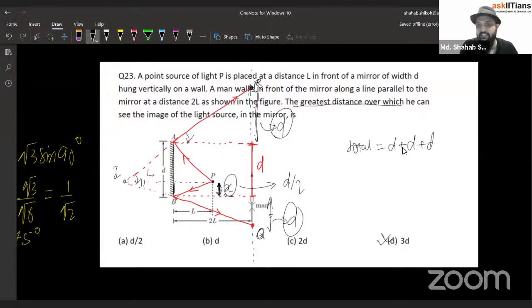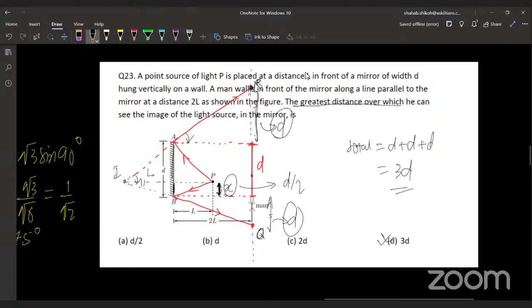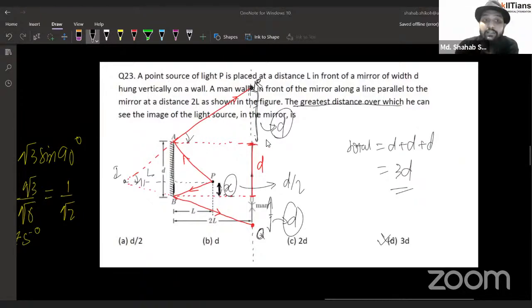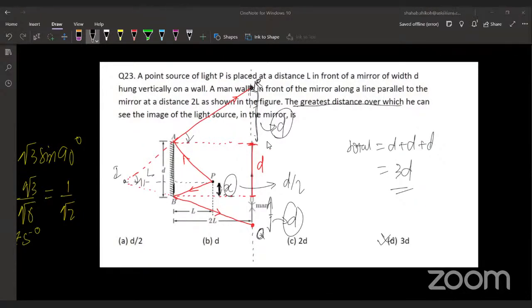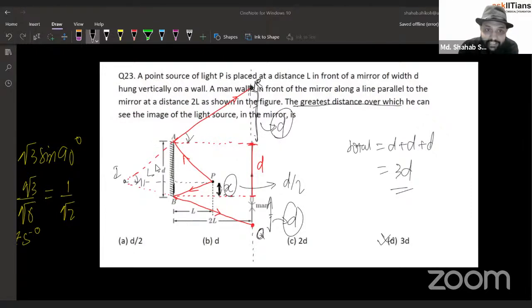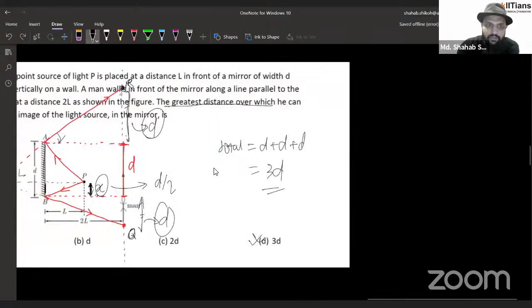So the total is D plus D plus D. Take X as D by 2. D plus D by 2 is 3D. Is that fine? Yes, sir. Can you tell again how D by 2 helps? Why are we taking D by 2? Take it, it is very easy. You are exactly in between the mirror. That's why, and it will make the mathematics easier for you, the geometry easier.